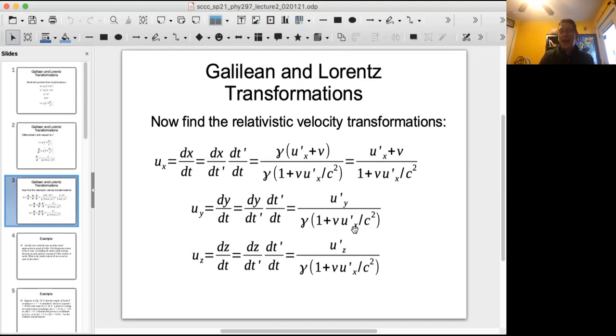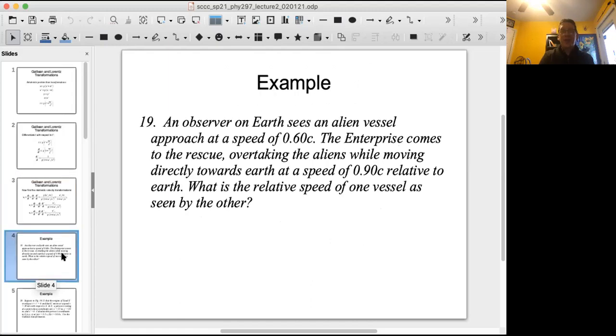Okay, so let's see how these transformations work in real life. Let's start with problem number 19. An observer on Earth sees an alien vessel approach at a speed of 0.60 c, so 3/5 the speed of light. The Enterprise comes to the rescue, overtaking the aliens while moving directly towards Earth at a speed of 0.90 c relative to Earth. What is the relative speed of one vessel as seen by the other?